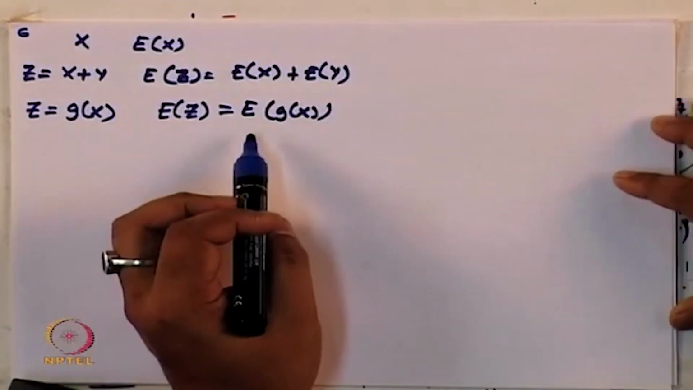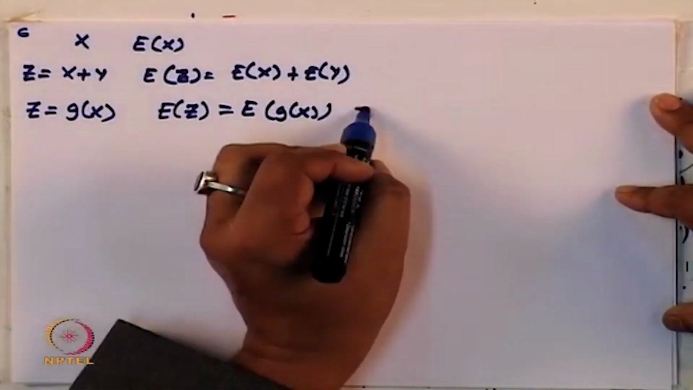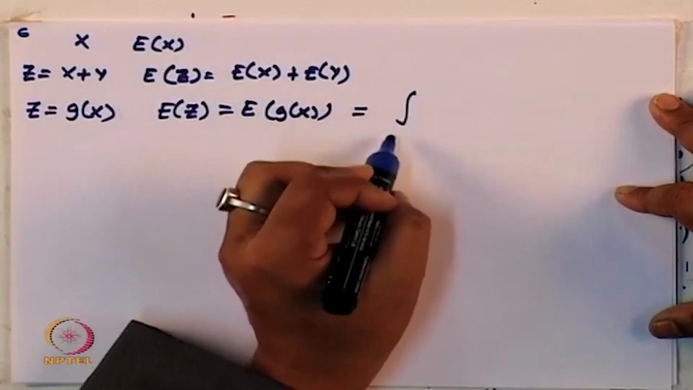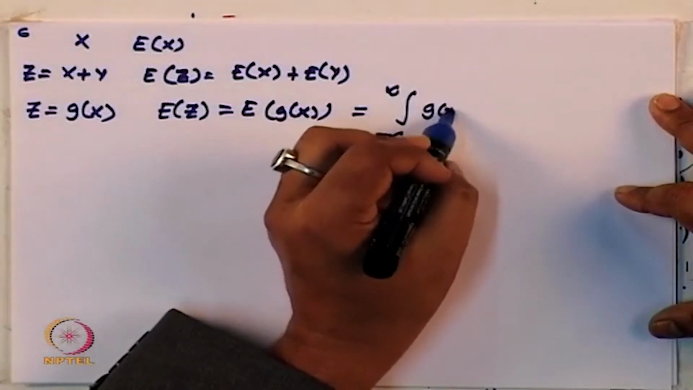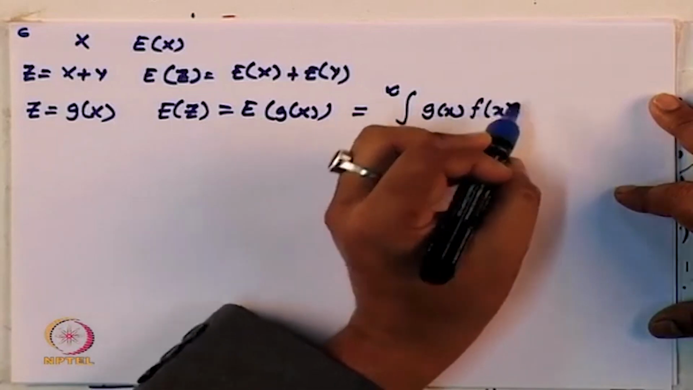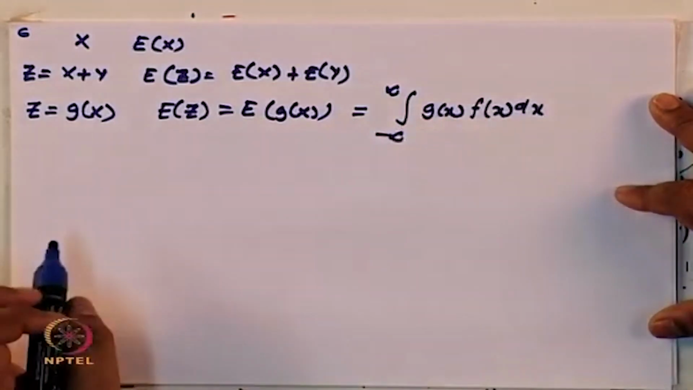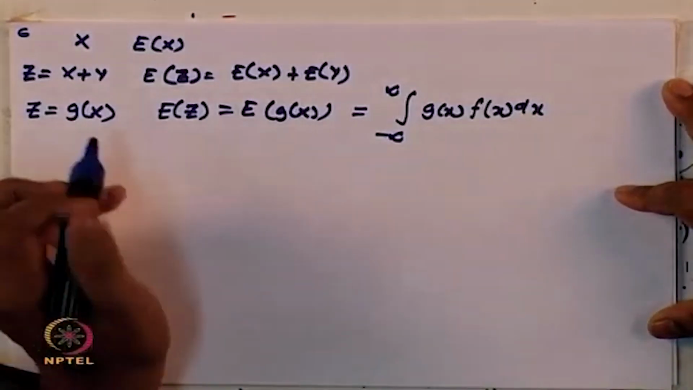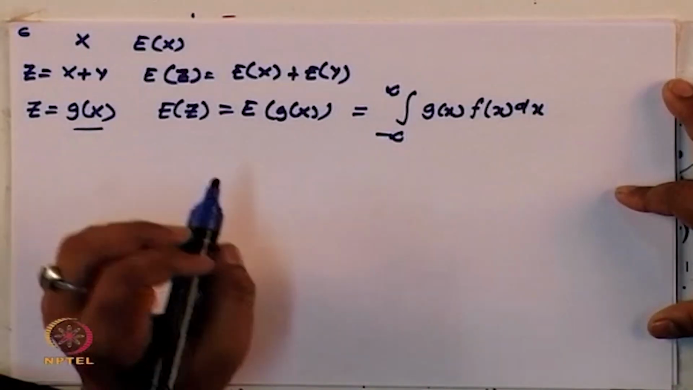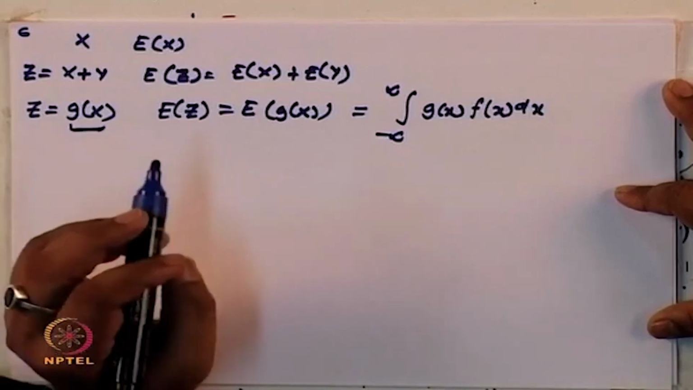And what is the expectation of g of x? It turns out to be the integration from minus infinity to infinity of g of x into f of x into dx, whatever the probability distribution you had. Let us take one simple example of how you can calculate the expectation of a function.